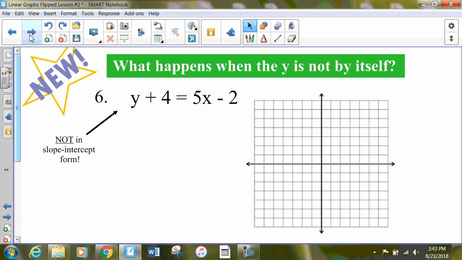And right here, look at this. Oh my gosh, we're used to the y being by itself, right? We're used to y equals 3x minus 5. No, there's this 4 here. What are we going to do? Well, let's get rid of it. Let's get y by itself.